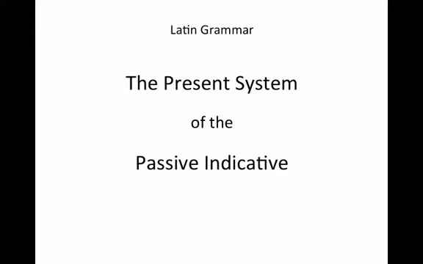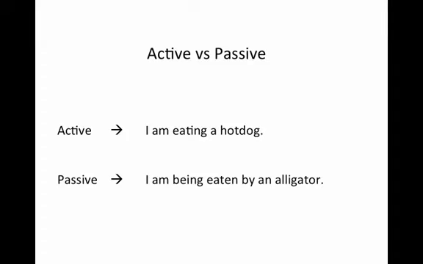Today we're going to talk about the present system of the passive indicative. Before we do that, let's talk about the difference between active and passive verbs. So here we have two sentences, the first being active and the second being passive. The first sentence, I am eating a hot dog.